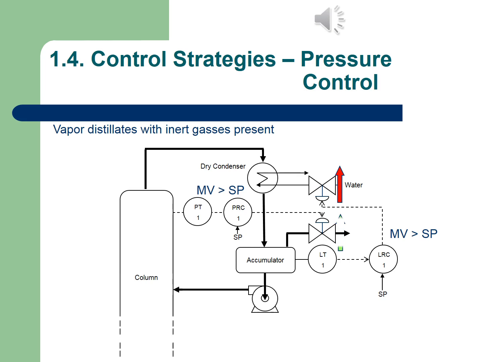Here one can just see that to get rid of the inert gases, eventually your measured variable of the pressure is greater than a set point. It means that one can open that valve that's on the accumulator to release some pressure.